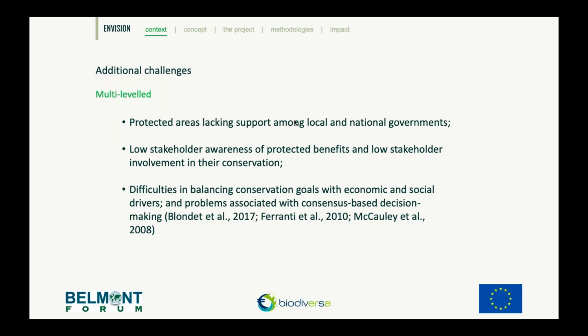But a recent fitness check, as Alberto mentioned, as well as a range of policy documents from the United States, have revealed multi-level challenges. Protected areas are lacking support among local and national governments. There's low stakeholder awareness of protected area benefits and low stakeholder involvement in their conservation. And importantly, there's difficulties in balancing conservation goals with economic and social drivers of change, and problems with consensus-based decision-making, recognising that there are different interests, and each interest may have different visions for how protected areas should be managed both now and into the future.